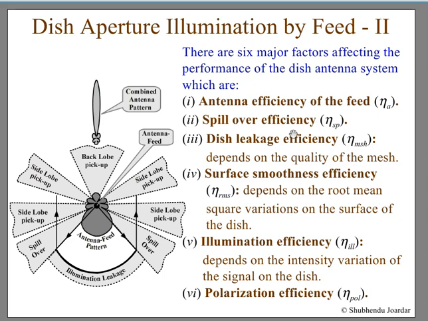So what is that actually? That is the antenna efficiency, or not antenna efficiency. It is the aperture efficiency. It's called the aperture efficiency.